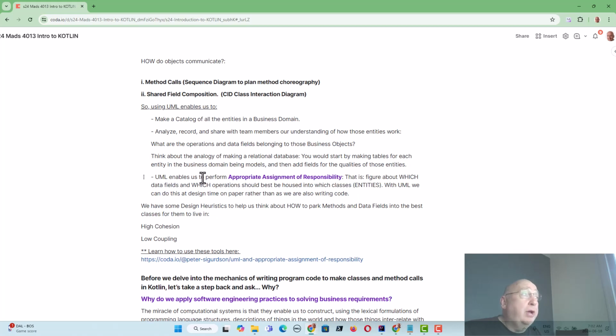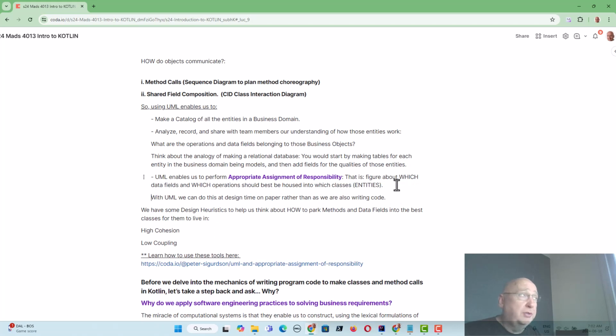So UML now, having done all of this stuff, the reward, the benefit we get from doing that is we're now empowered to perform appropriate assignment of responsibility. That is, we figure out which data fields and which operations would be best housed into which classes. With UML, we can do this at design time rather than the very bad unprofessional practice, which I see at work sometimes as well. The programmer will not start thinking about this until they're actually deep in the woods of writing code. So you really want to plan your architecture beforehand.